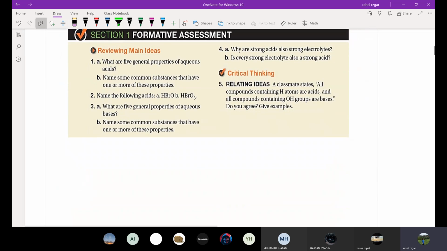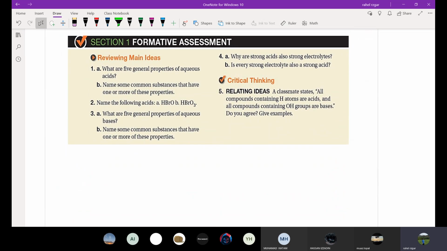Now let's start with section review questions. Since this chapter doesn't have a lot of calculations and solving, most of these questions are just the properties that we have to review and say again. First, let's look at the first one. What are 5 general properties of aqueous acids?